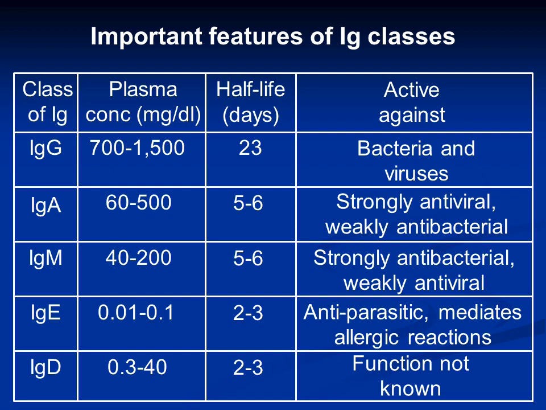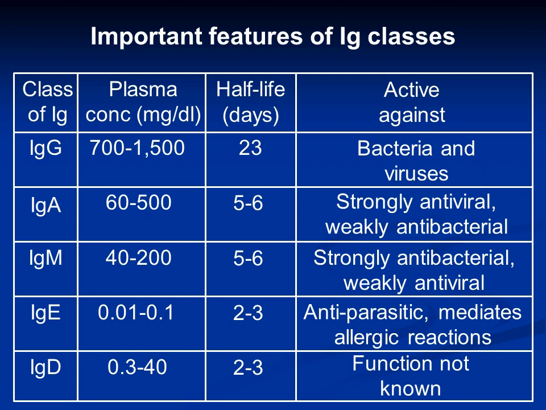The second highest in concentration is IgA. The plasma level of IgA varies from 60 to 500 milligrams per deciliter. Its half-life is much shorter, 5 to 6 days. It is strongly antiviral and weakly antibacterial. The concentration of IgM is 40 to 200 milligrams per deciliter. Its half-life again is 5 to 6 days. It is strongly antibacterial and weakly antiviral.